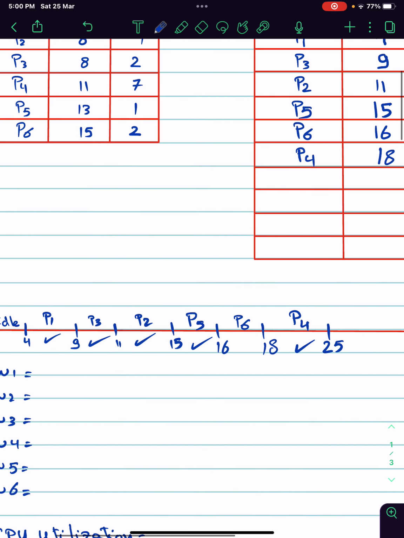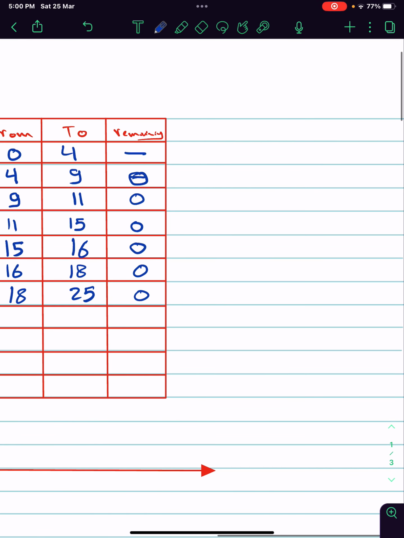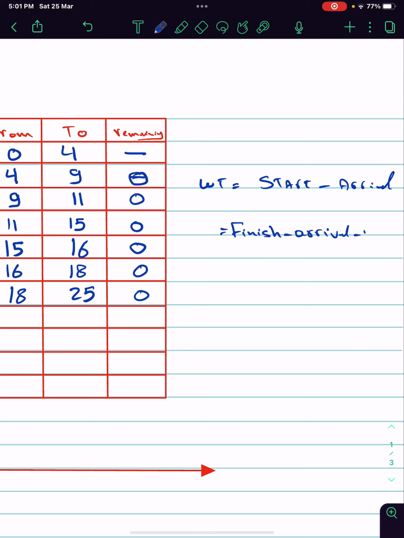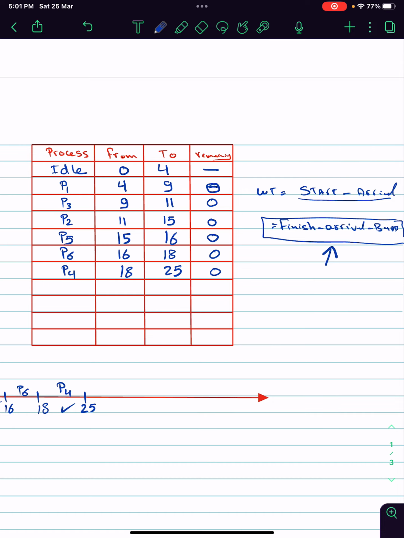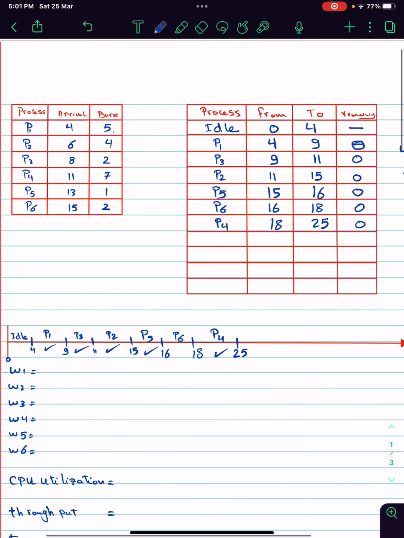Now the waiting time again, because this is non-preemptive, you can use start minus arrival, or you can say it's the finish minus the arrival minus the burst. Again, I cannot stress this enough. This equation is the general one that will run in all cases. The first one only works when the system is non-preemptive and none of the processes asks for an I/O, which is the assumption here.